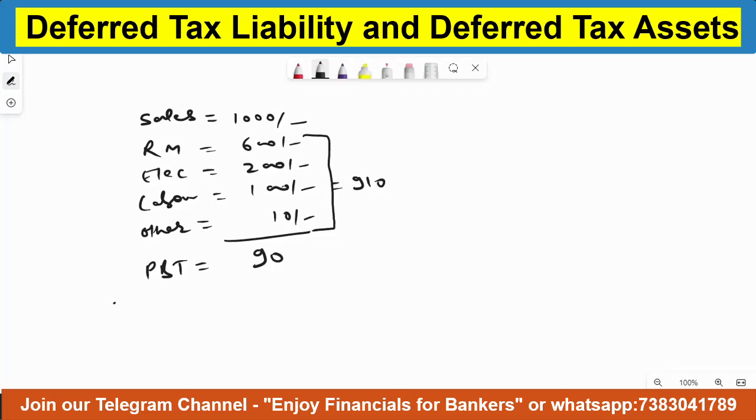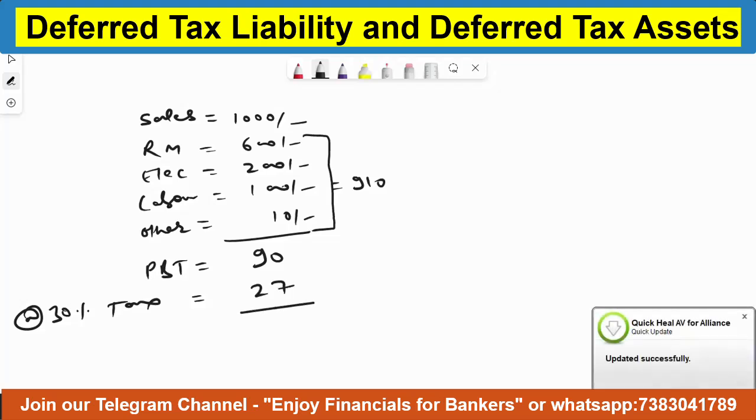So now tax, suppose I am calculating here at 30% tax. So 30% tax comes to around 27 rupees. So now if you see, friends, the profit after tax for the company is 63 rupees.